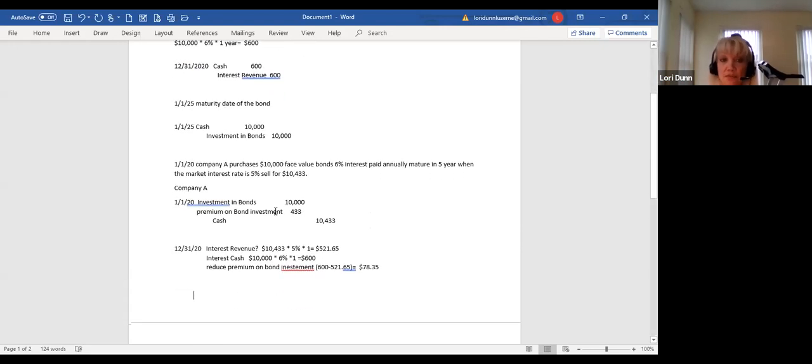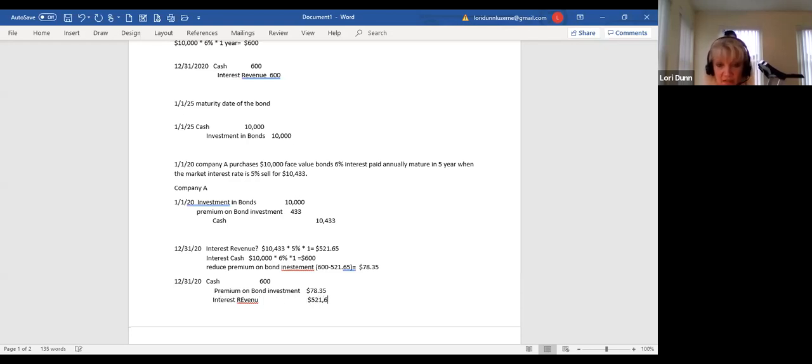So on December 31st, Company A, the investor, will be debiting cash for $600, crediting the premium on bond investment for $78.35, and then crediting interest revenue for the $521.65.